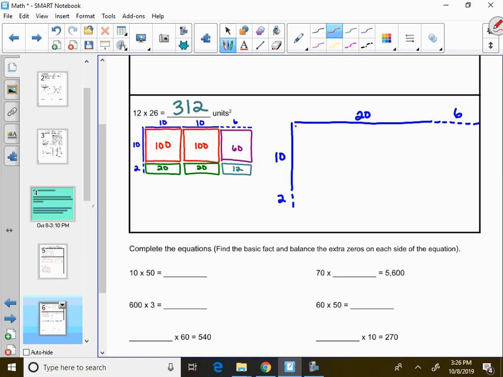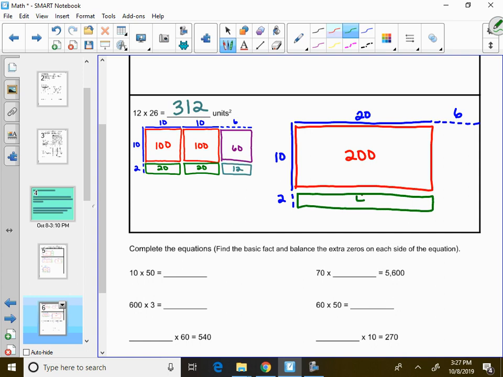And you'll notice that 10 by 20 is 200. And that's just the same as my red section in that first picture. Down below, 2 by 20. And 2 times 20 is 40. I could think 2 times 2 is 4. 0 in the problem, 0 in the answer. 10 by 6 is 60, which is the same as before. And that last one, 2 by 6 is 12.